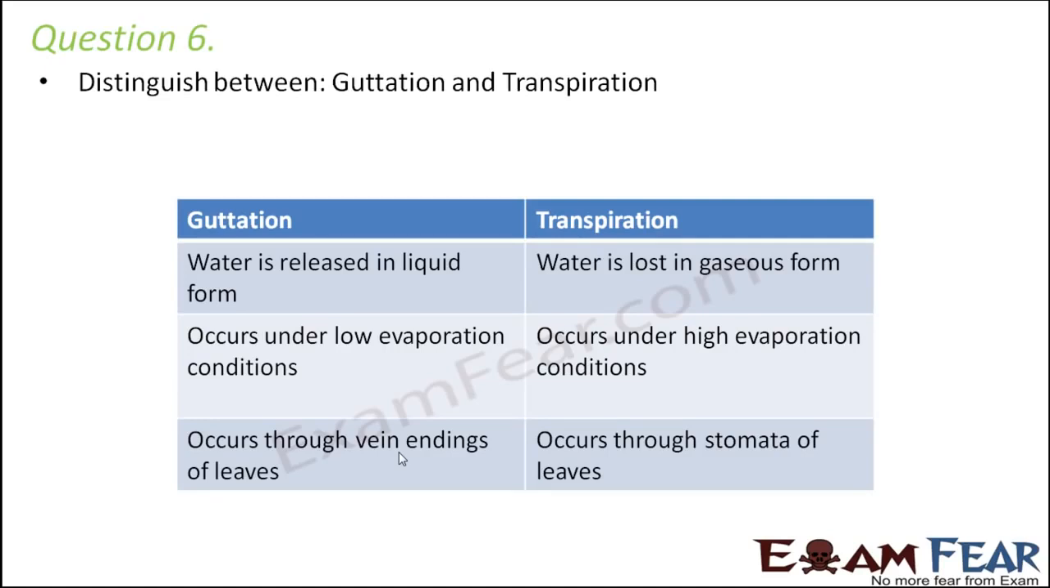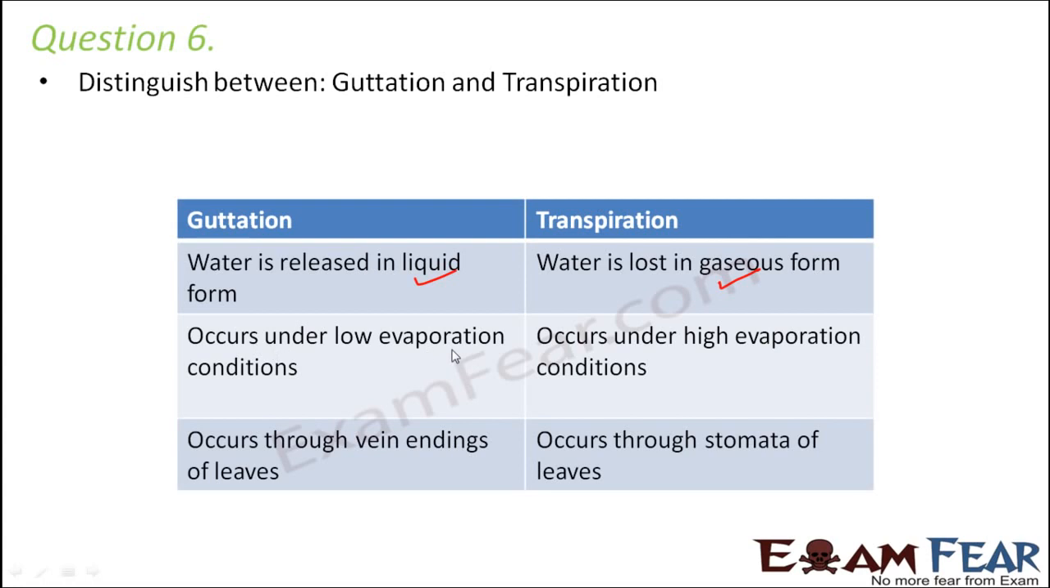Whereas transpiration, what is that? It is when water is lost in gaseous form, that is, as water vapor, due to the presence of sunlight or anything else which provides the energy required to do this. That is called transpiration. So in guttation, water is released in liquid form, whereas in transpiration it is released in gaseous form.